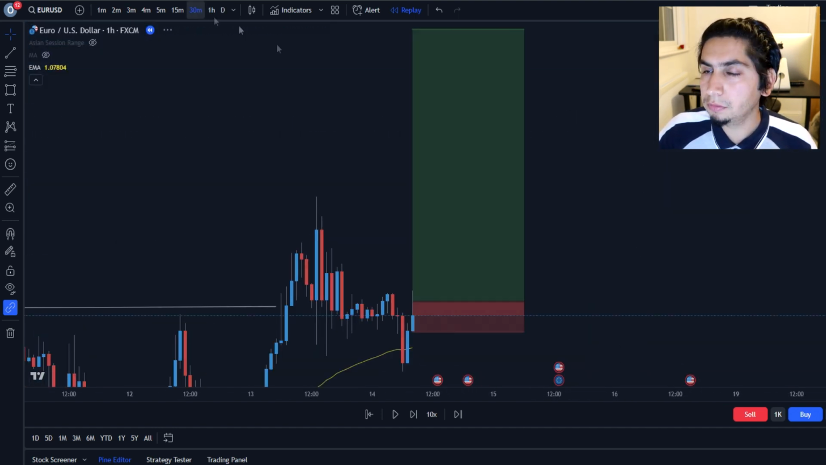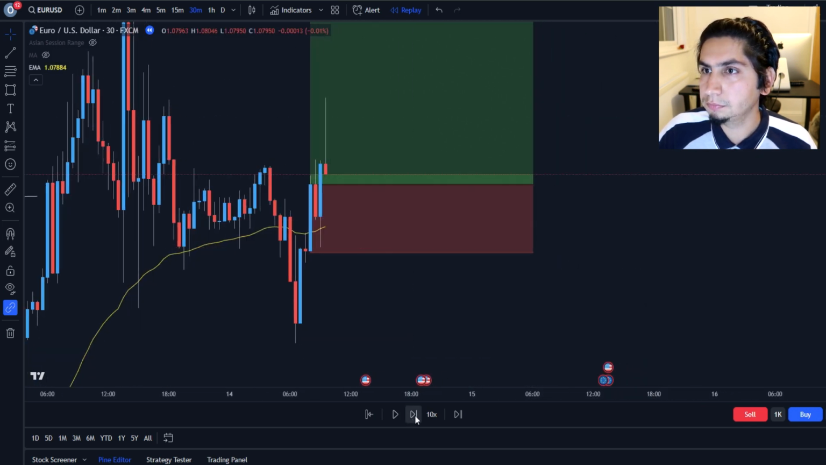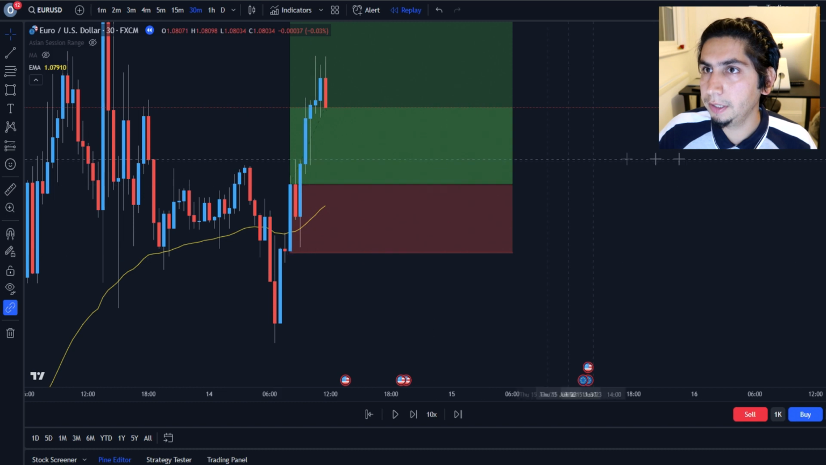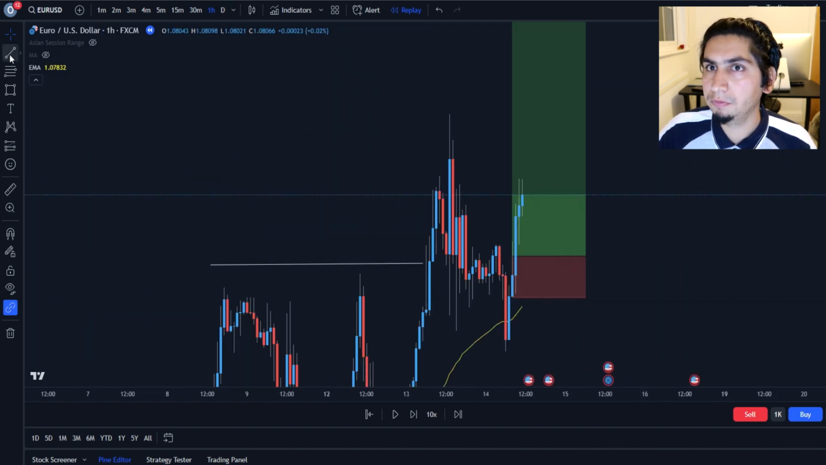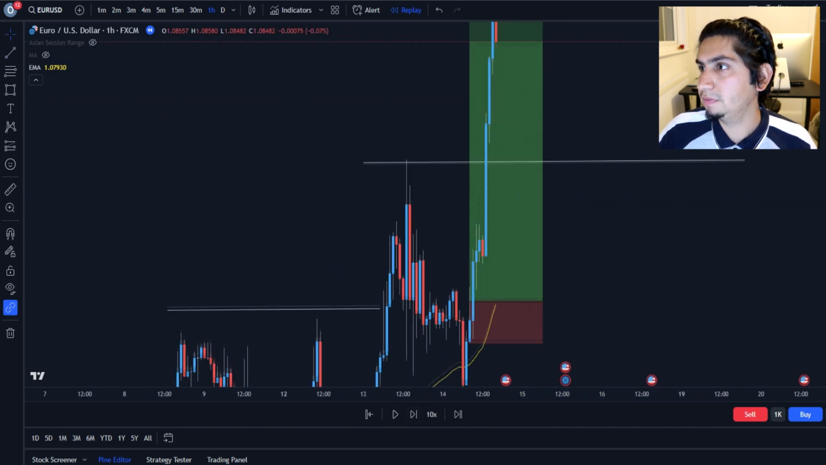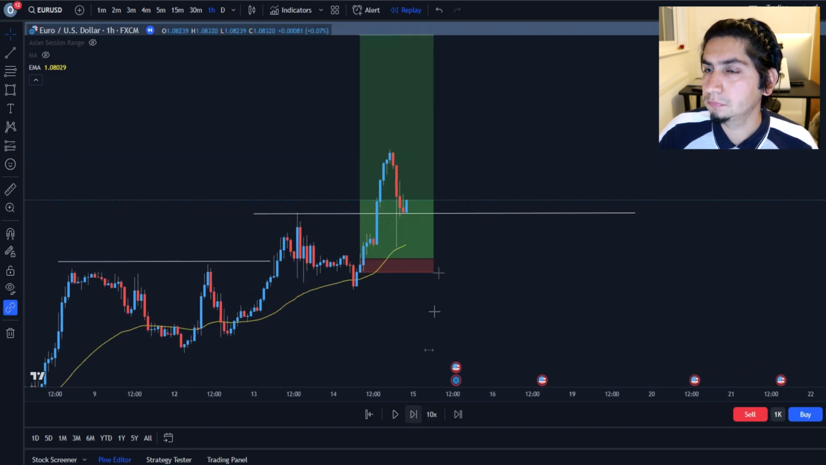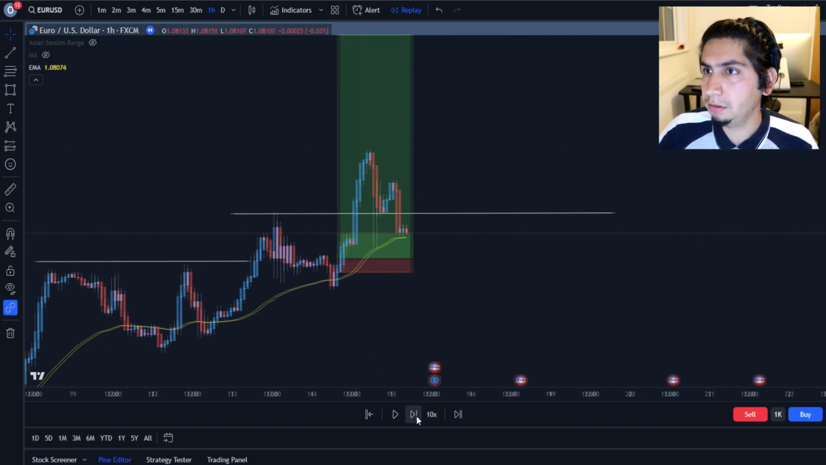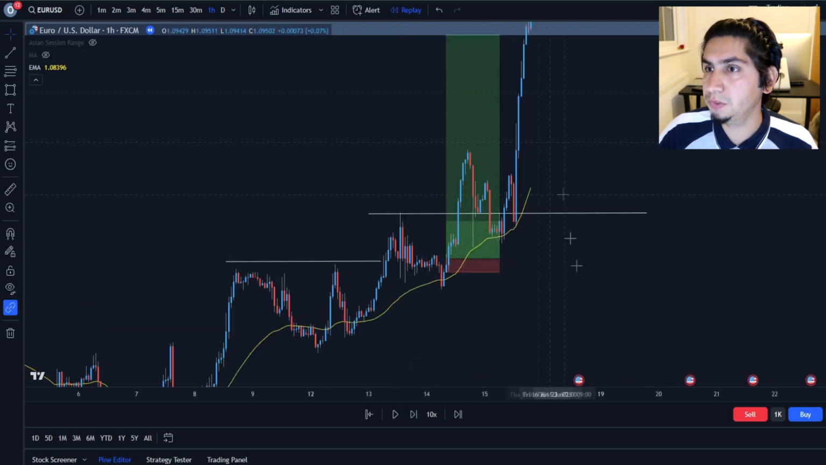Okay, so let's go into the 30 minutes so you can see it better. Came deeper in, no problem, still good. Wait for price to break above this area. Now we broke above that area. This is going to give you about 16 RR. Came back, still in the trade. We haven't been invalidated, and there we have a nice winner.